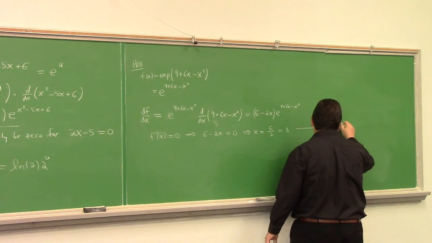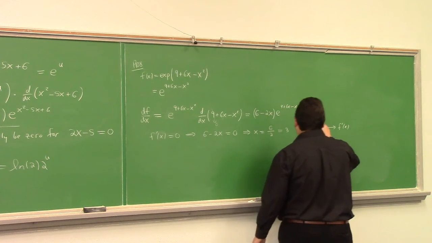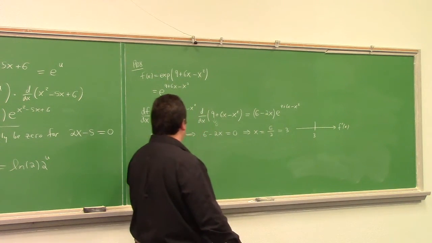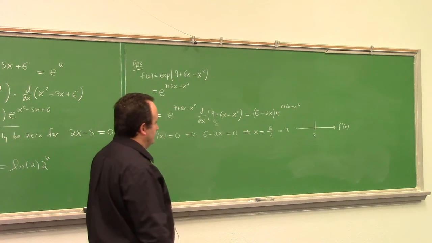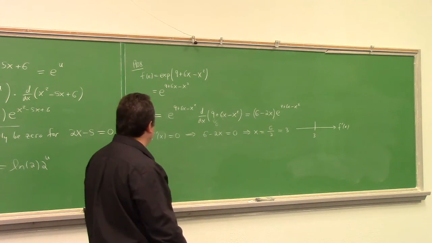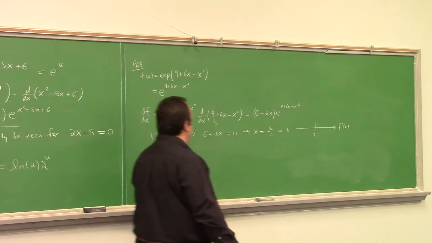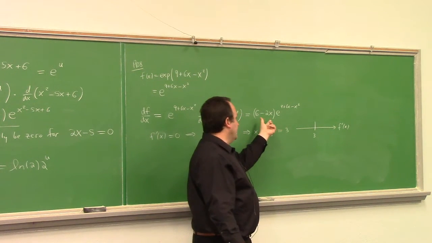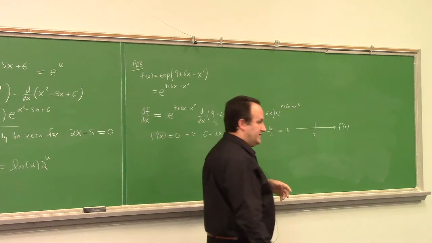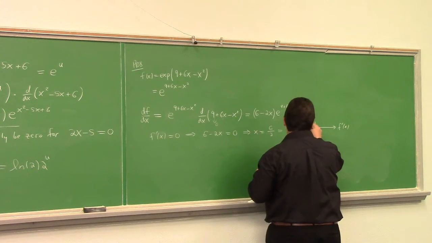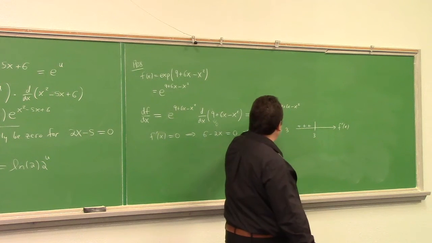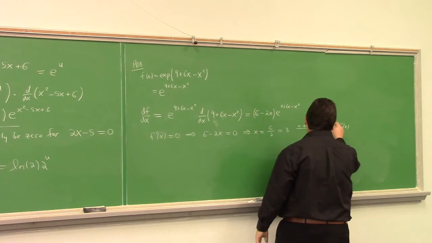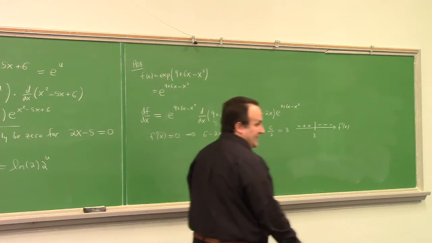All right, so then we draw a number line, put the 3 here, test some points, like plug in 2, for example. What'd you get? 6 minus 4 is 2. 2 times an exponential. The exponential is positive, right? So if this front factor is positive, it's positive, so it's pluses. If you plug in 4, you get 6 minus 8, which is negative. So it flips. That shows you that whatever happens at 3, that's a local maximum, right?